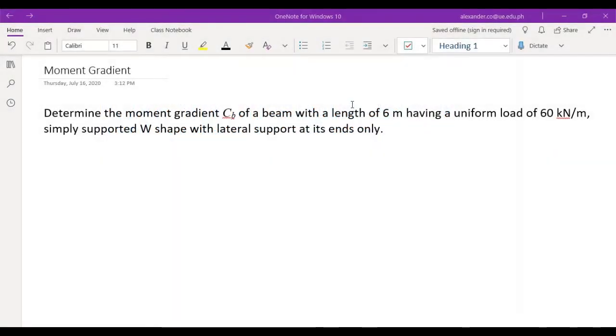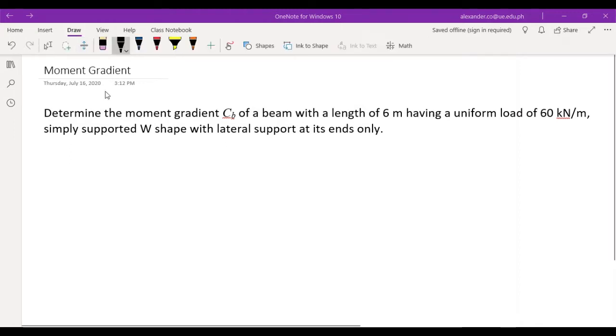Let's solve for the moment gradient, C sub B. Determine the moment gradient, C sub B, of a beam with a length of 6 meters. Okay, so I'll draw a beam with a length of 6 meters.